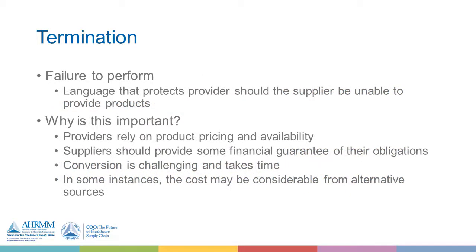What we usually call that is failure to perform. That language protects you should the supplier be unable to provide those products, or unable to provide that service for your equipment, if you're talking about a service agreement. And it's important because we as providers must rely on the availability of our product and also the pricing of our products to make sure that we can do what we do. We need to make sure that those suppliers give you some kind of financial guarantee of their obligation. And understand that moving away from a supplier is challenging. It takes time, it takes money.